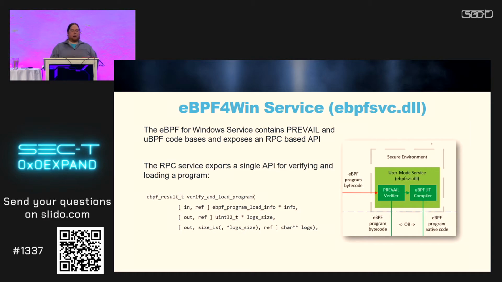And so there's an API called verify and load program. And in fact, it's the only API. So I knew that it was using RPC when I first sketched out the attack plan, and then realized that, oh, there's only one function. And so there wasn't a lot of attack surface on the RPC layer.